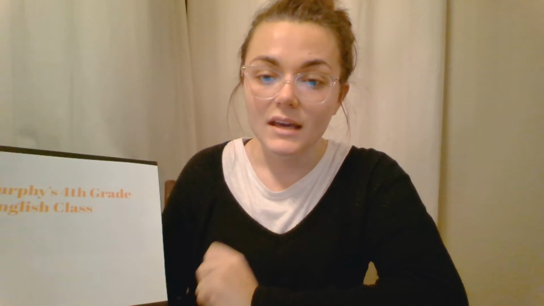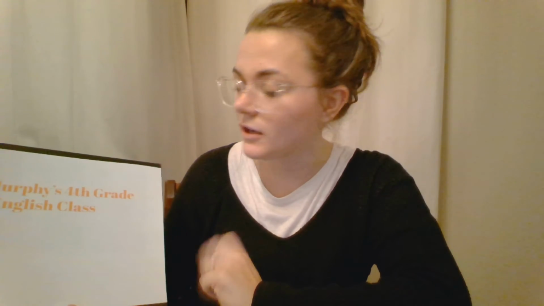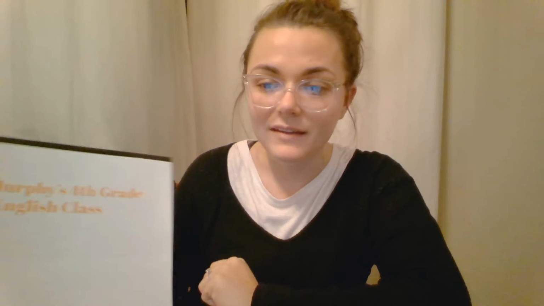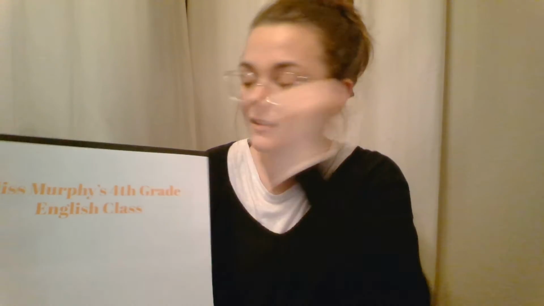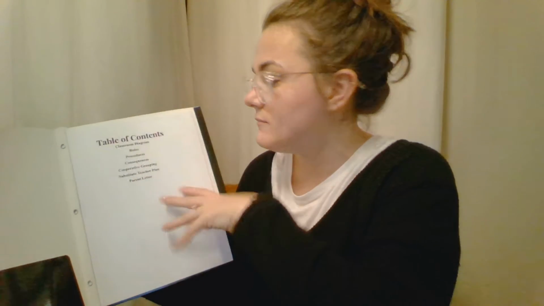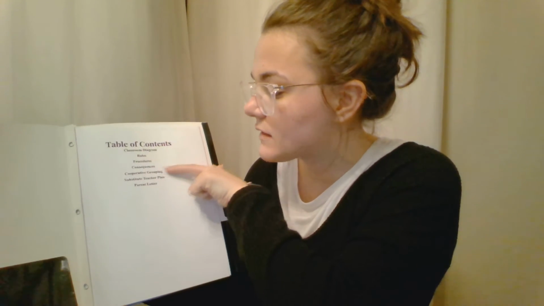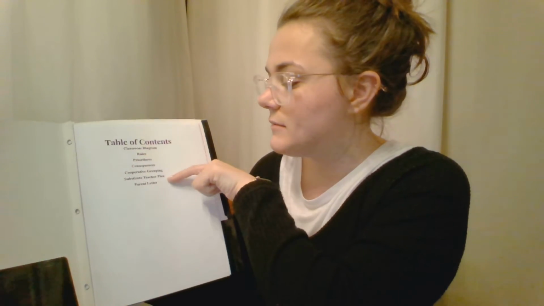So this is Miss Murphy's 4th grade English class. I'm a generalist. I would like to be an English teacher. By the time I'm in my own classroom, I probably will be Miss Hill. So anyways, we'll start off with the table of contents. The table of contents outlines everything as instructed: classroom diagram, rules, procedures, consequences, cooperative grouping, substitute teacher plan, and the parent letter.